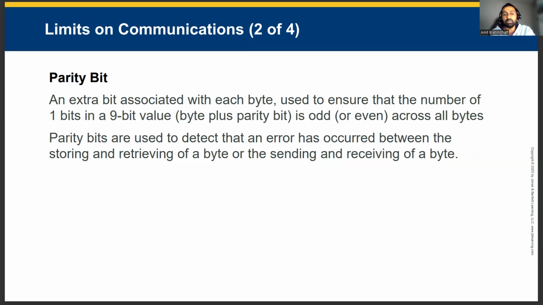Parity bits are especially useful for detecting single-bit errors during storage or transmission. Although parity cannot correct errors and cannot detect multiple simultaneous bit errors, it's fast, it's simple, and widely used in memory, network protocols, and older communication systems.